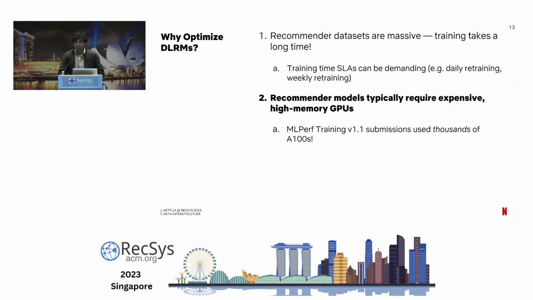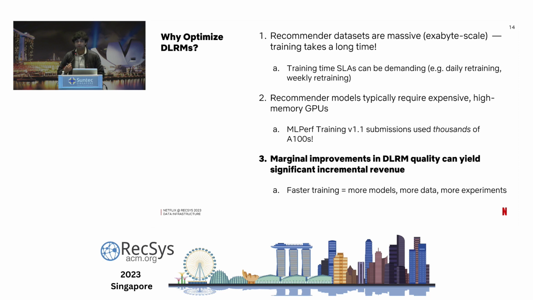Another aspect here comes down to computational cost. DLRMs are typically trained on expensive, high-memory GPUs. When we look at submissions to the MLPerf training benchmark, the submissions for recommender models often used thousands of A100 GPUs for a single model. That gives you a sense of the scale of the compute used to train these models and why we're so interested in trying to reduce training times and thus optimize our costs.